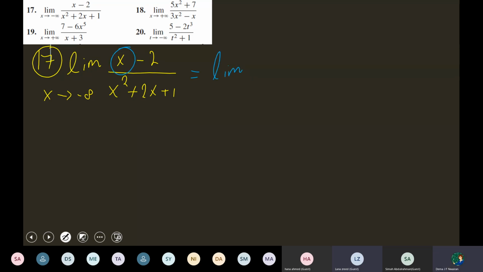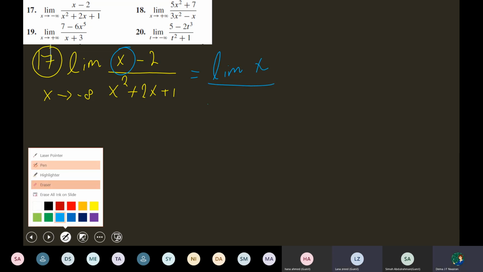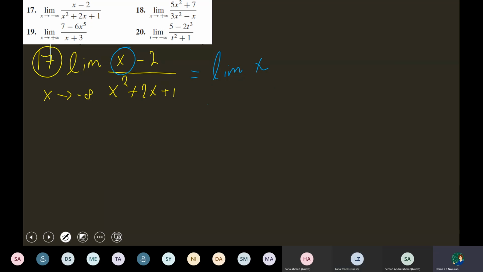Here now, what is the greatest power in the numerator? X to the power 1. And on the denominator? X to the power 2. Then after that, it will be limit 1 over x, which is equal to 1 over infinity, which is 0. Thank you. Number 18.